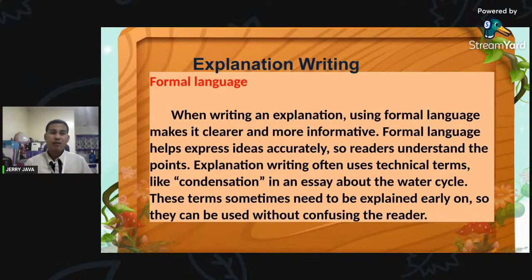And they also have formal language. When writing an explanation, using formal language makes it clearer and more informative. Formal language helps express ideas accurately so readers understand the points. Explanation writing often uses technical terms, or jargon, like condensation in an essay about the water cycle. Condensation is a highly technical term. These terms sometimes need to be explained early on so they can be used without confusing the reader. So that's why we need the glossary.